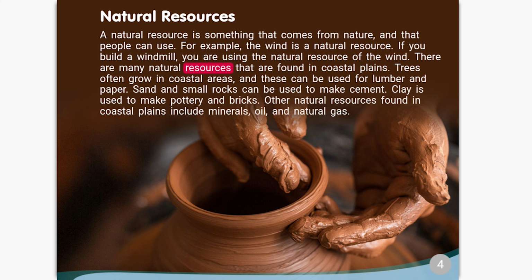There are many natural resources that are found in coastal plains. Trees often grow in coastal areas, and these can be used for lumber and paper. Sand and small rocks can be used to make cement. Clay is used to make pottery and bricks. Other natural resources found in coastal plains include minerals, oil, and natural gas.